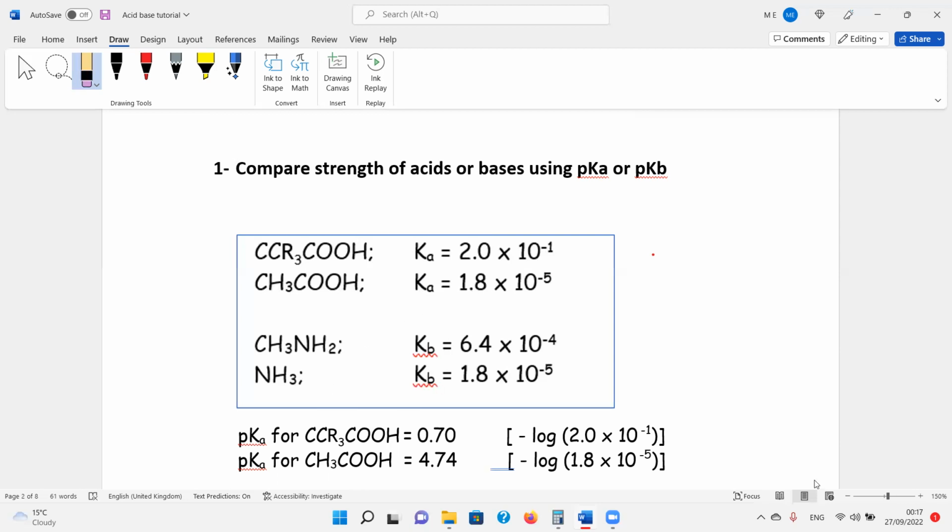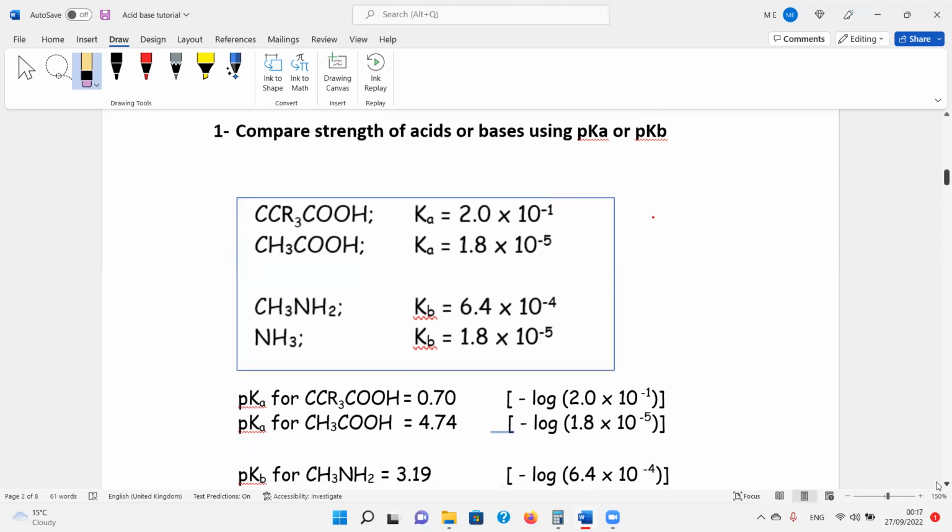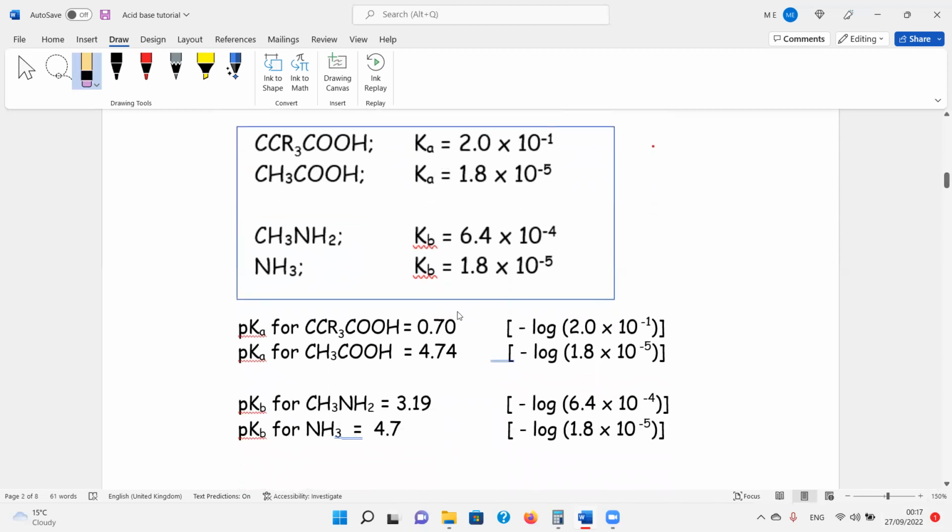In case of bases, here we have Kb and Kb, and as you can see, here we have the value of 6.4 times 10 to the power of -4 for this base, and 1.8 times 10 to the power of -5 for this base. So obviously this value is bigger than this value, and therefore this base is stronger as compared to this one.